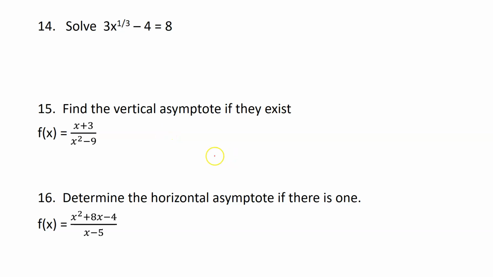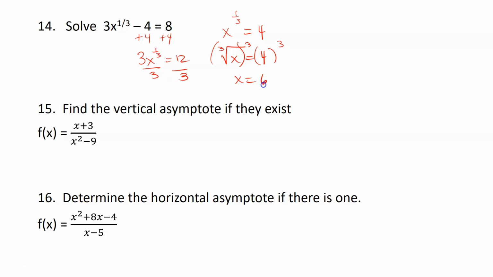Now for number 14, you want to get x alone, and in this case it's x to the 1/3 alone. So I would add 4, divide by 3, so I get x to the 1/3 equals 4. Now x to the 1/3 really means cube root. In order to undo a cube root, we would cube both sides. So x is 64.